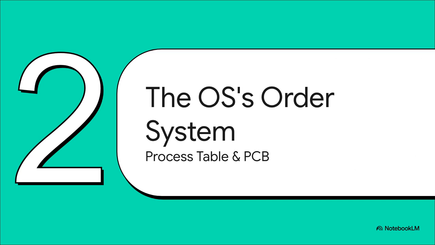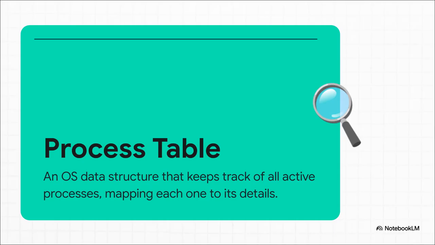All right, so let's take a closer look at this whole order system. How does our head chef possibly keep track of every single thing that's cooking? Well, first up, you've got the main order board, the process table. Think of this as the high-level, at-a-glance view. The OS can just look at this table and see every single program or process that's currently running. It's basically a master list that just points to where all the juicy details for each process are kept.